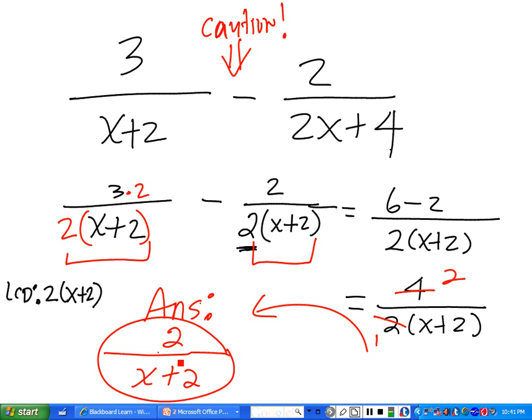No, you cannot cancel the 2's out here. You cannot cancel this term with this number up here. You can only cancel factors with factors. This concludes this video on adding and subtracting rational expressions. I believe it's going to help you out a whole lot.